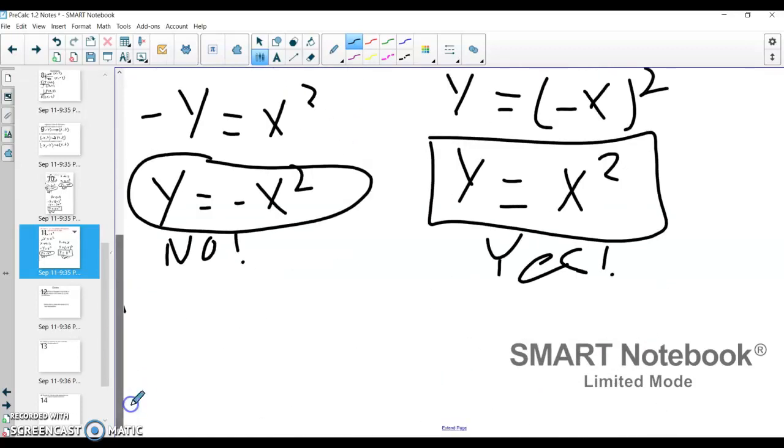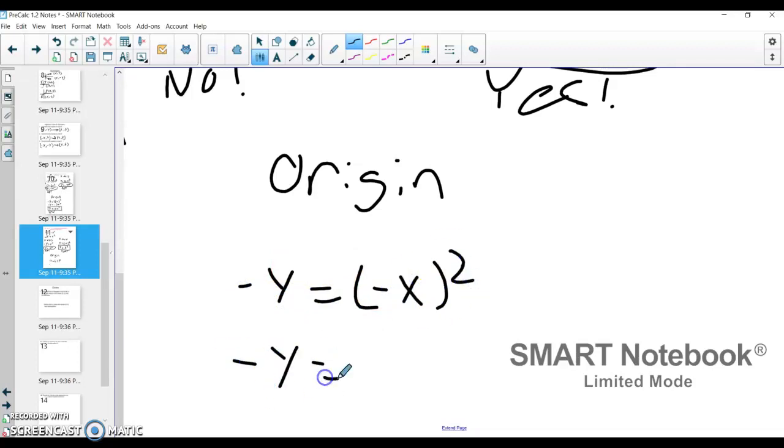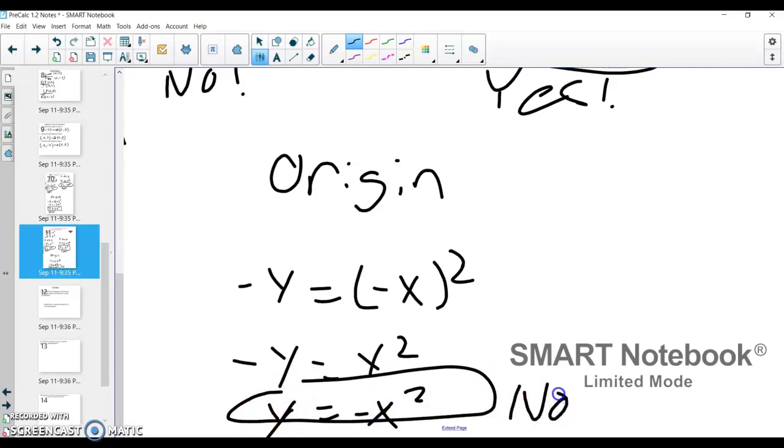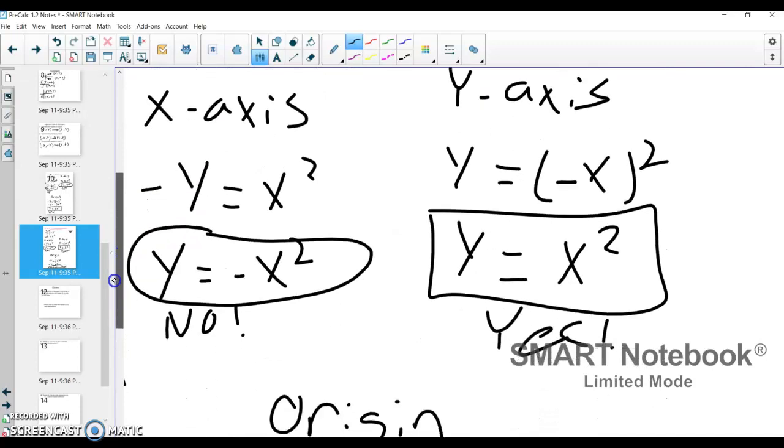And then finally, origin symmetry. If you have a negative y and negative x squared, you get negative y equals x squared. Dividing it over, that's y equals negative x squared, which is not the same, so no to origin symmetry. So that one had y-axis, and that's it.